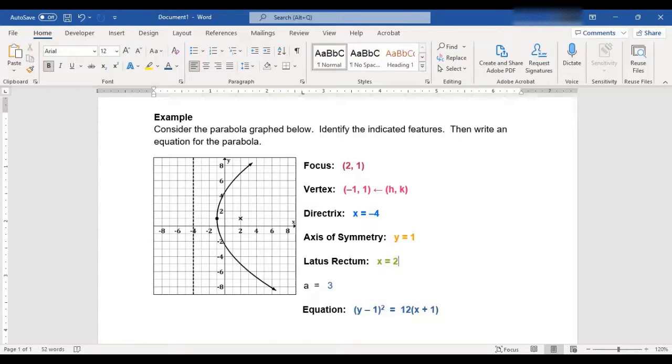All right, so there we go. These are all of the features of this parabola. So that's going to wrap up this video. In the next video, we will essentially go backwards, right? We're going to take some information about a parabola and see if we can graph it.